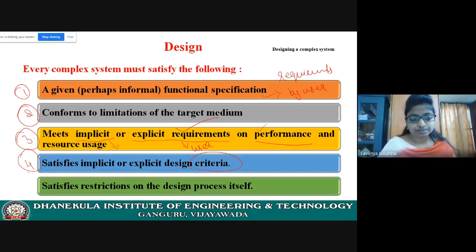Next one, satisfies restrictions on design process. See, in order to achieve these above four things, you require a lot of manpower. It requires a lot of money, a lot of tools, infinite manpower. So there are some restrictions in the design process itself. I hope you understood.